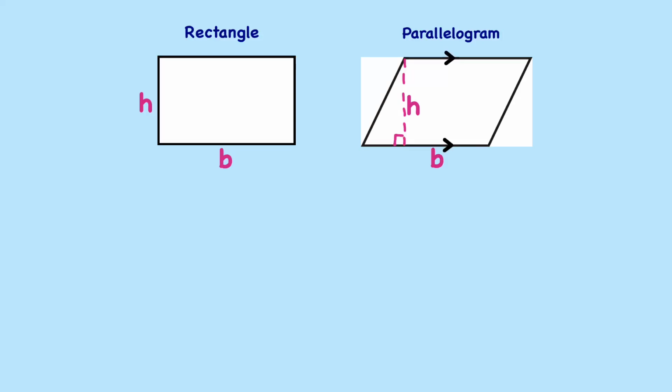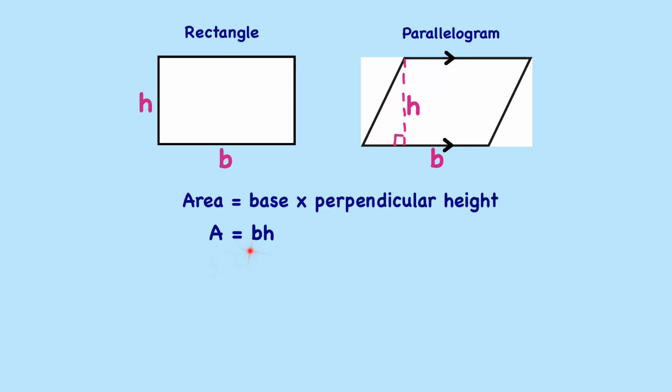The formulas for the area of a rectangle and parallelogram are exactly the same. It is the base multiplied by the perpendicular height. Now obviously in a rectangle, as all the corners are right angles, this here is the perpendicular height. In the parallelogram, you must make sure you find the perpendicular height, so it must have a right angle shown. Like most formulas, it's abbreviated to A equals B times H. There's an invisible times in here. So let's have a look at an example.